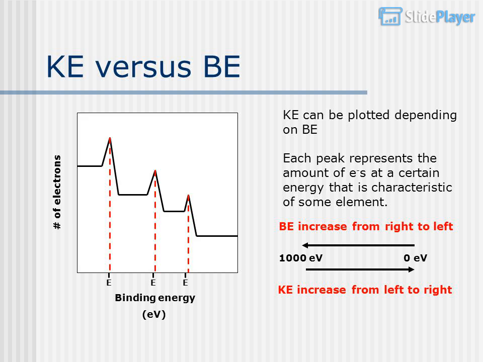Each peak represents the amount of electrons at a certain energy that is characteristic of some element. Binding energy. Number of electrons. eV. B increases from right to left. 1000 electron volts. 0 electron volts. K increases from left to right.